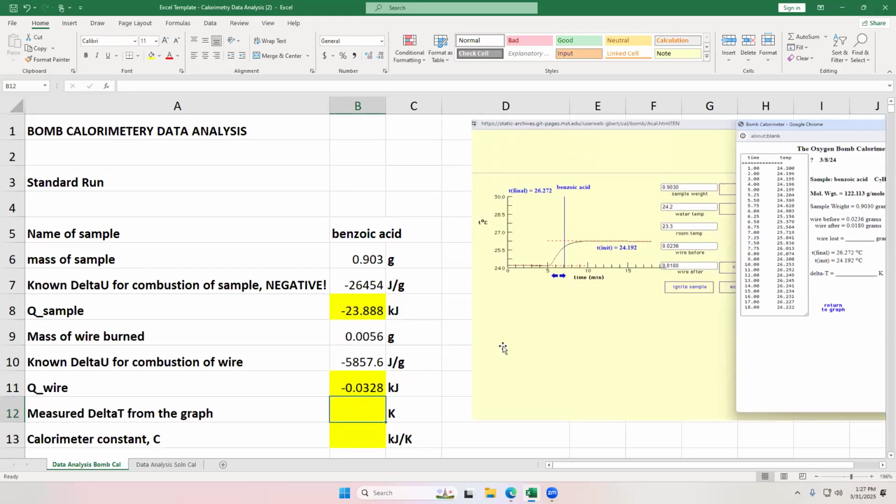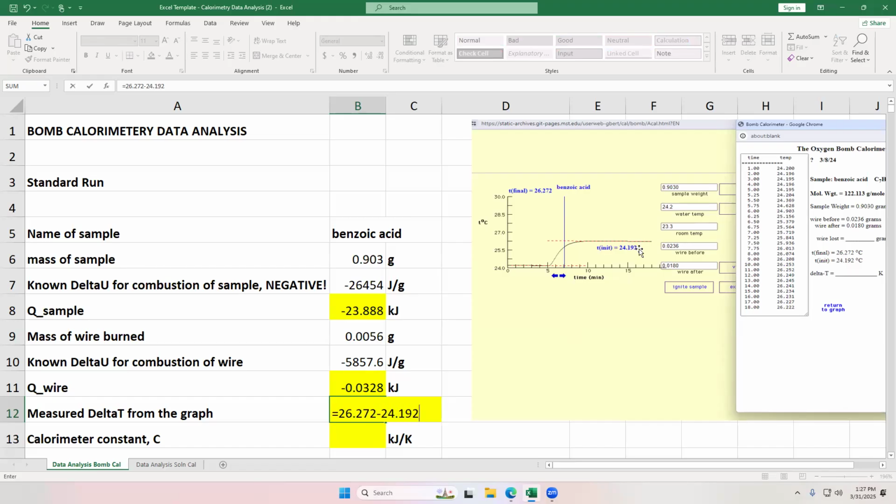Okay, so measure delta T from the graph. This is what you get from your thermogram, right? And let's just use the one that's shown here. So what's our final temperature? 26.272. So this is going to be equal to the final temperature, which is 26.272, minus the initial temperature here, 24.192.